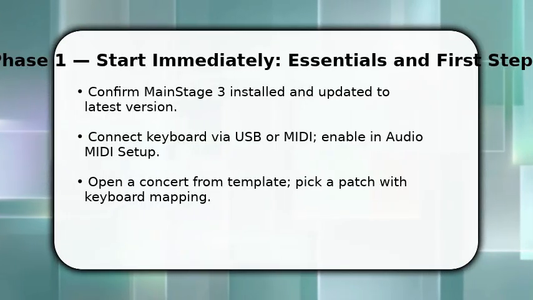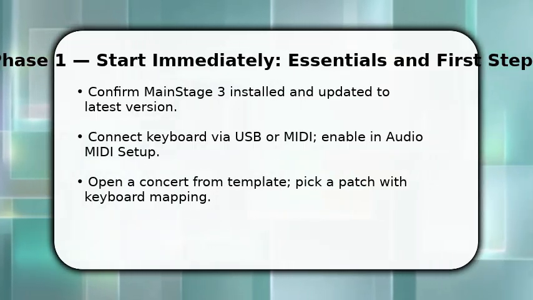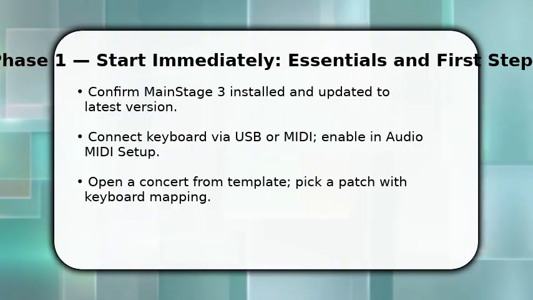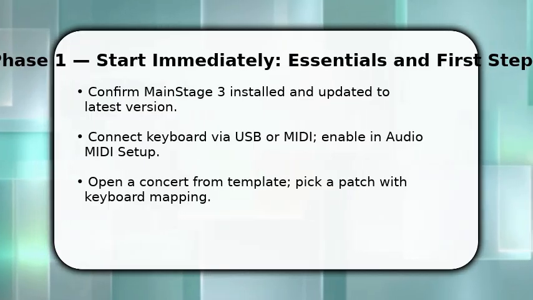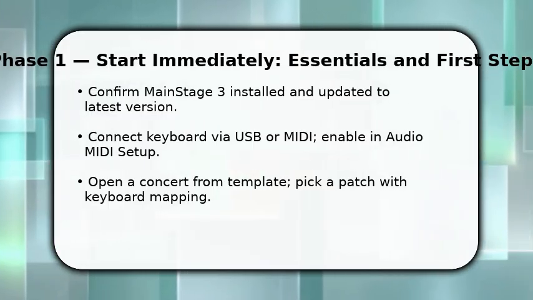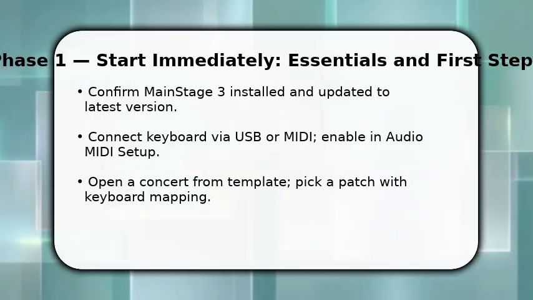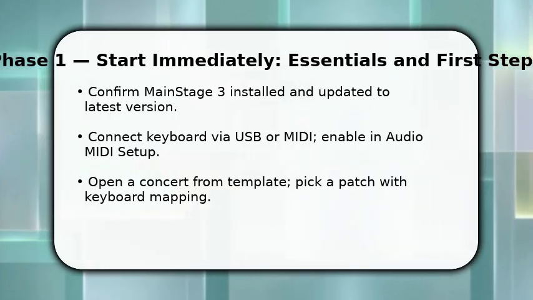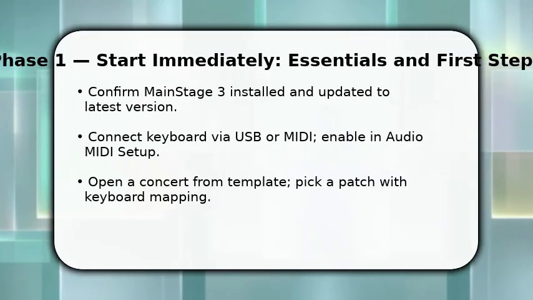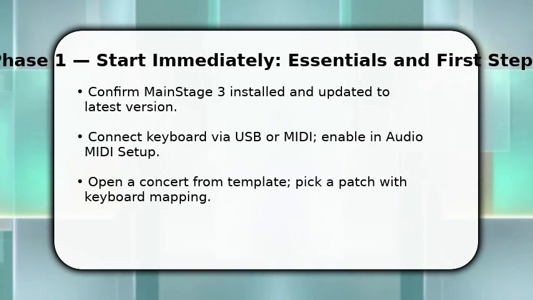You'll start by making sure Mainstage 3 is ready and your keyboard is connected so you can play immediately. First, connect the keyboard via USB or MIDI, then open Audio MIDI Setup to verify the device appears and responds. Next, launch Mainstage and choose a concert template that matches your role, because templates pre-map controls and save time. Once done, select a patch that includes the sounds you want. This gets you into the editing phase quickly and reliably.